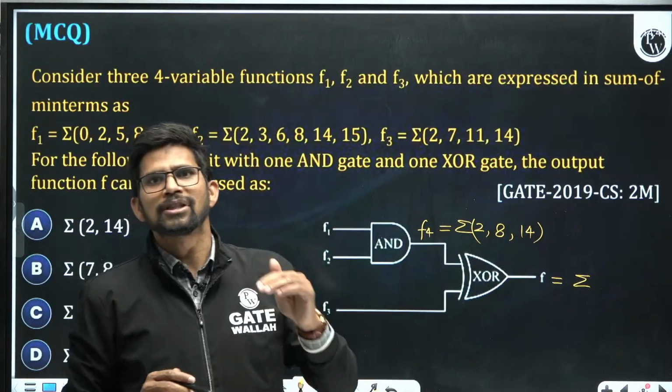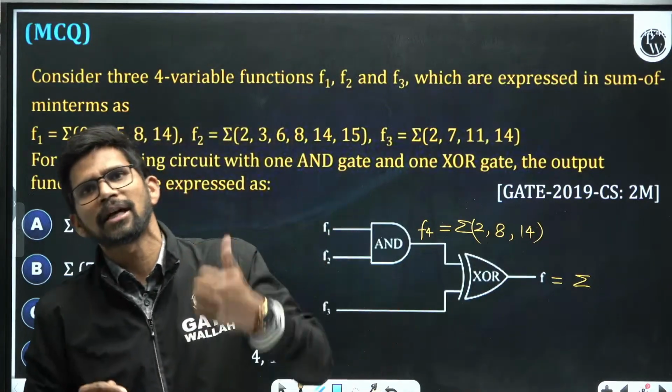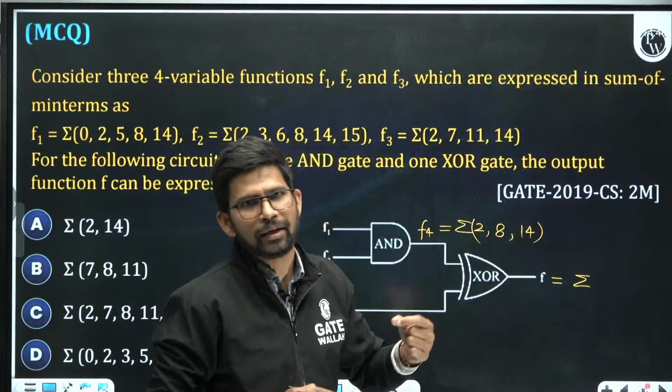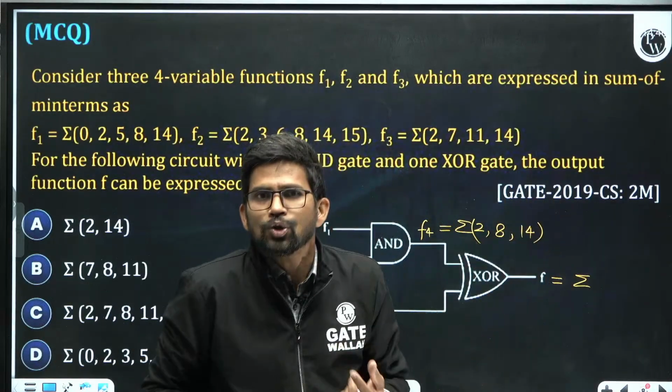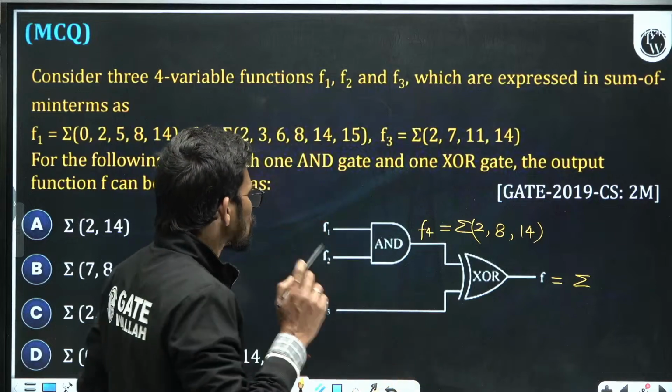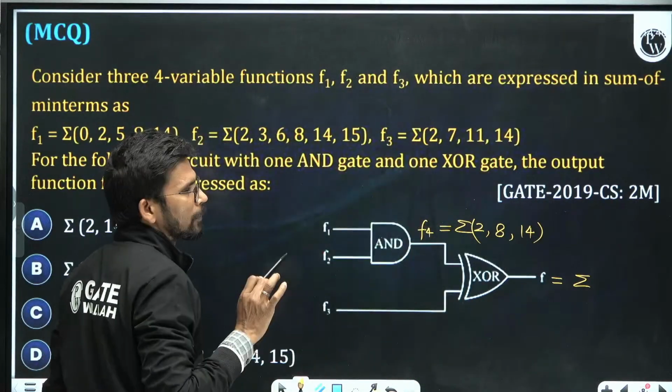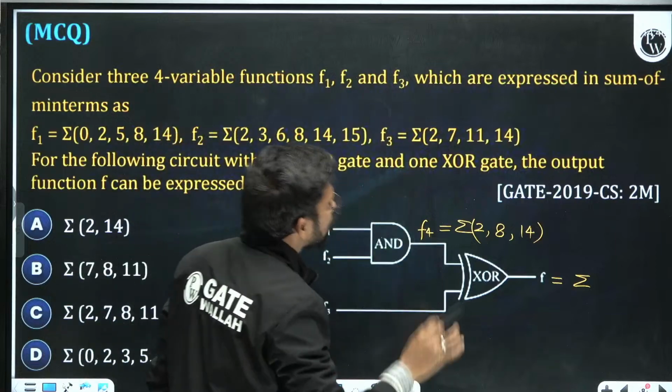The terms which are there in one function and missing in the other function, corresponding to those terms XOR produces output 1, and those terms will be there in the SOP expression of XOR. So start with 0. 0 is missing in both, will not be there. 1 is missing in both, will not be there.